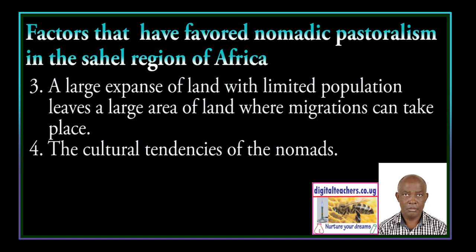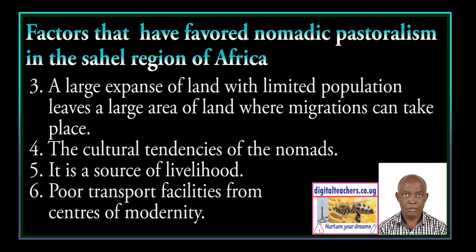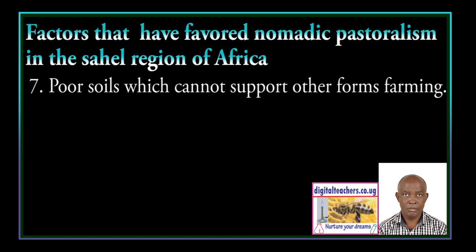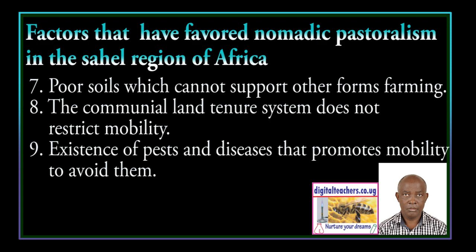Cultural tendency of nomadism. It is a source of livelihood. Poor transport facilities from the centers of modernity. Poor soils which cannot support other forms of farming. The communal land tenure system does not restrict mobility. Existence of pests and diseases that promotes mobility to avoid them.